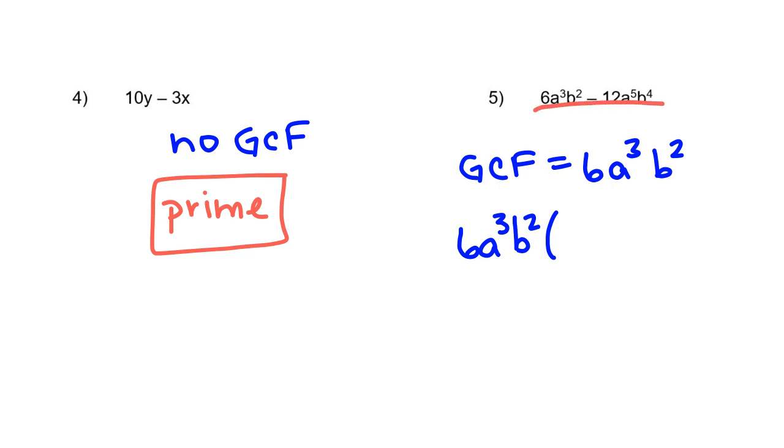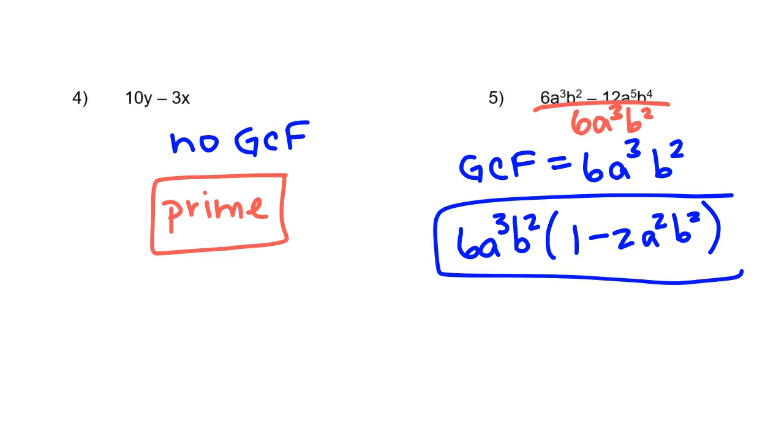So if we're dividing both of these terms by our 6a cubed b squared, we're dividing coefficients and subtracting exponents. So 6 divided by 6 is 1. Our a's would cancel and our b's would cancel, but we still need to include that 1 for the first term. In the second term, we have negative 12 divided by 6, which is negative 2, and then we're subtracting exponents to get a squared, b squared. So this would be our answer for number 5.